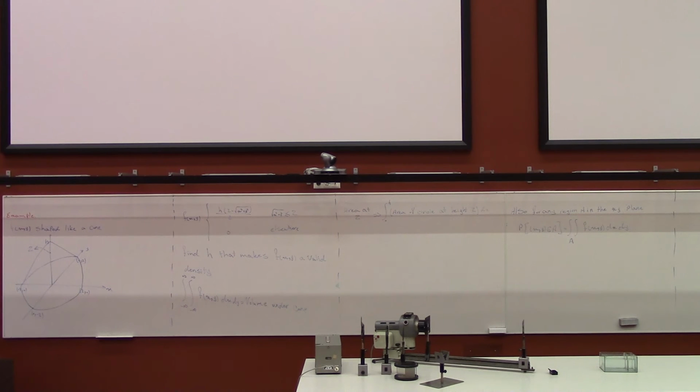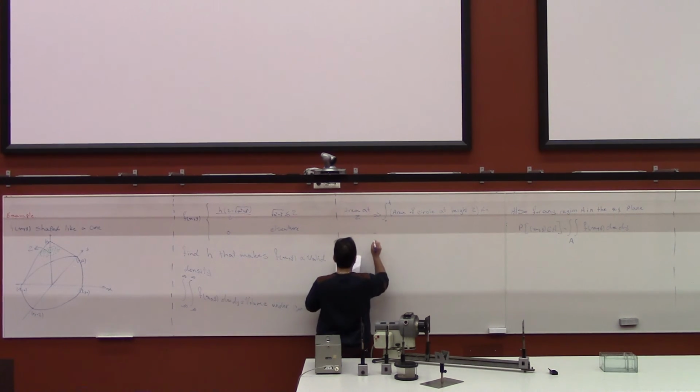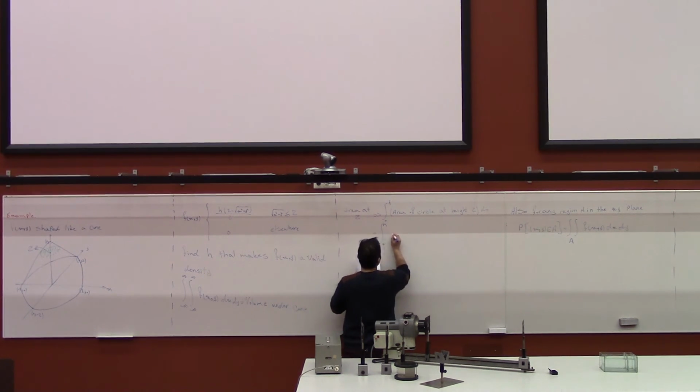Let me put the radius. Okay, we have to find this area first. We can easily write it as the integral from 0 to h of π((h − z)/h)² r² dz.